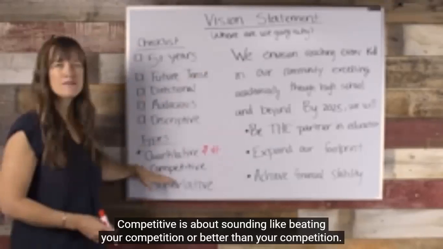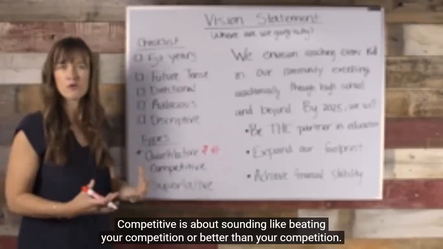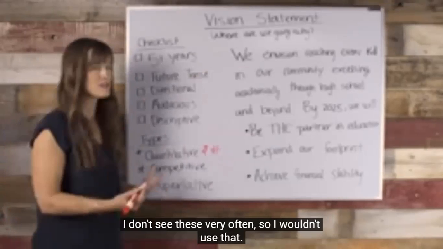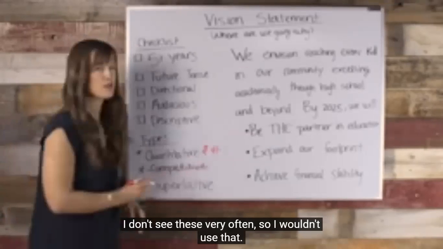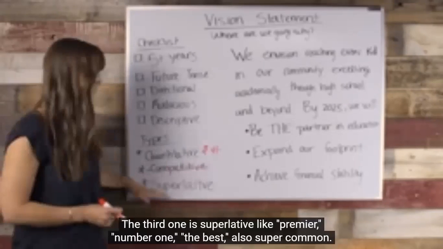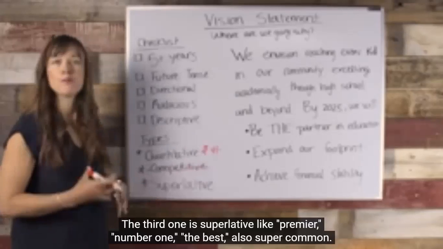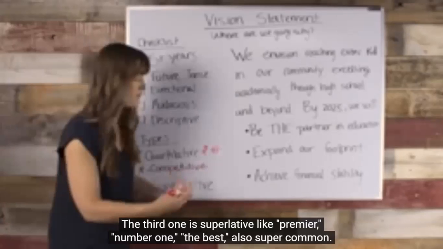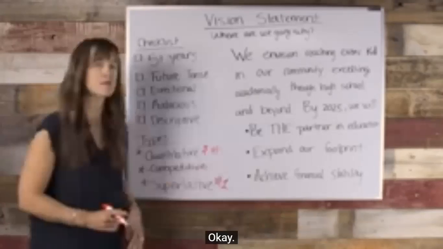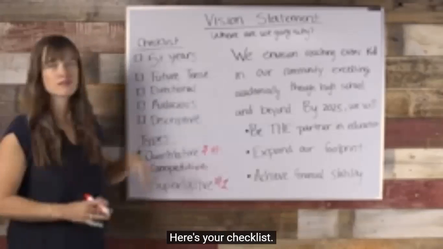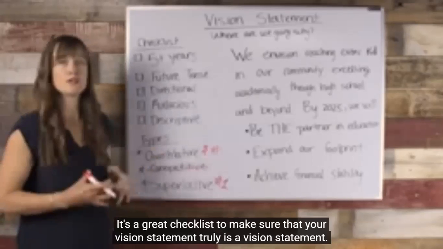Competitive is about sounding like beating your competition or better than your competition. I don't see these very often, so I wouldn't use that. The third one is superlative, like premier, number one, the best, also super common. Okay, here's your checklist. It's a great checklist to make sure that your vision statement truly is a vision statement.